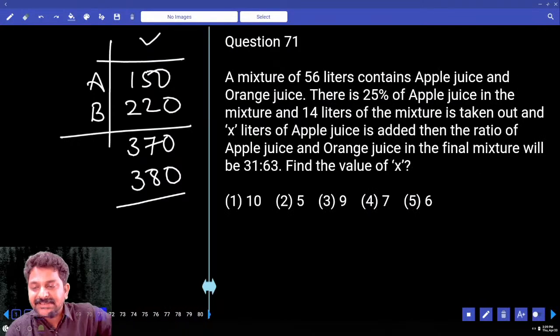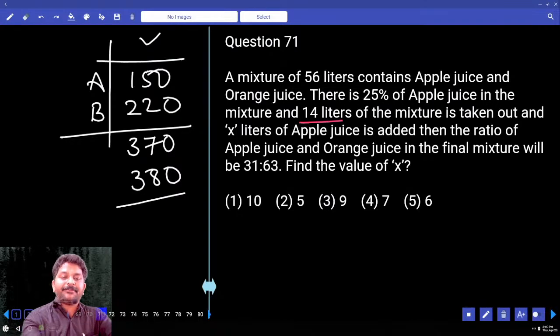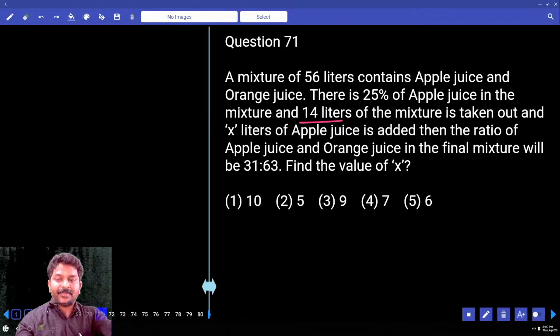A mixture of 56 liters contains apple juice and orange juice. There is 25% of apple juice in the mixture and 14 liters of mixture is taken out from 56. How much is remaining?